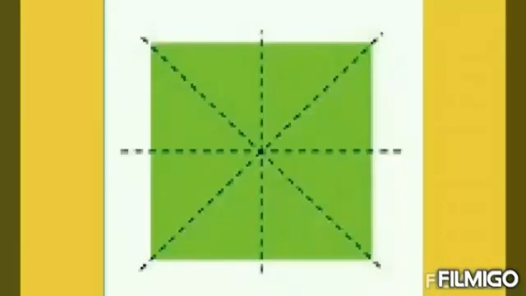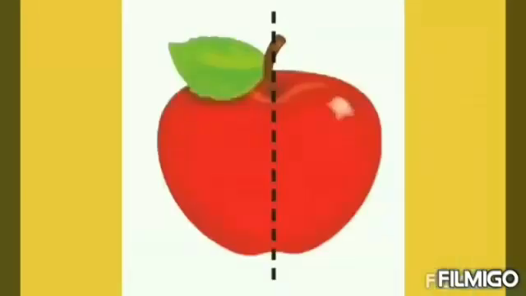Example, some shapes and letters are given here. We find the lines of symmetry. First one, square. Square has 4 lines of symmetry. Yes, vertically 1, horizontally 1, diagonally 2. So, totally 4 lines of symmetry. Next, rectangle. Rectangle has 2 lines of symmetry. Vertically 1, horizontally 1, so totally 2 lines of symmetry.